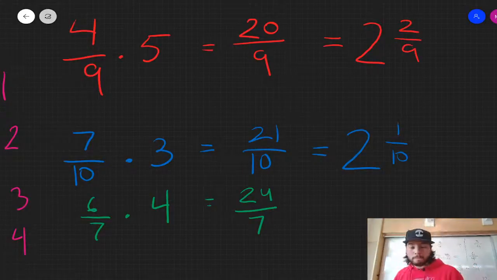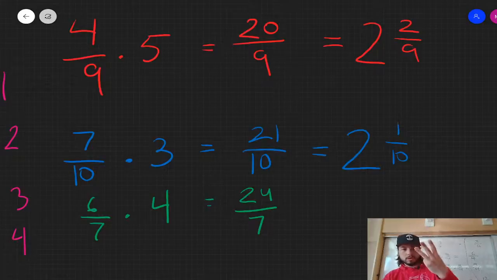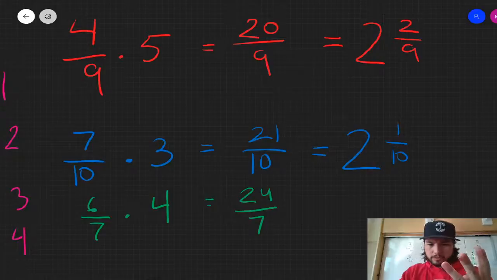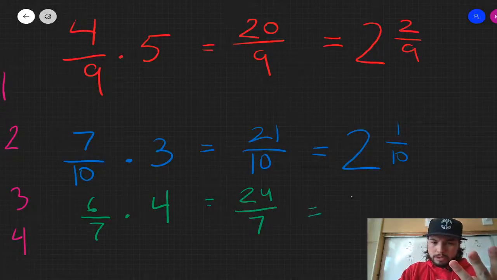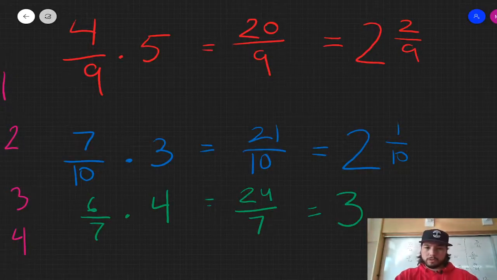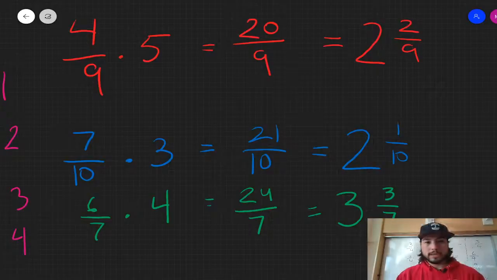Last one here, count by sevens to find your whole numbers. 7/7 equals 1. 14/7 is 2. 21/7 is 3. And 28/7 would be 4, but that's too many. So let's go back. We've got 3. And then we use 21/7 to make our 3 wholes. So 24 minus 21. 3/7 left over.